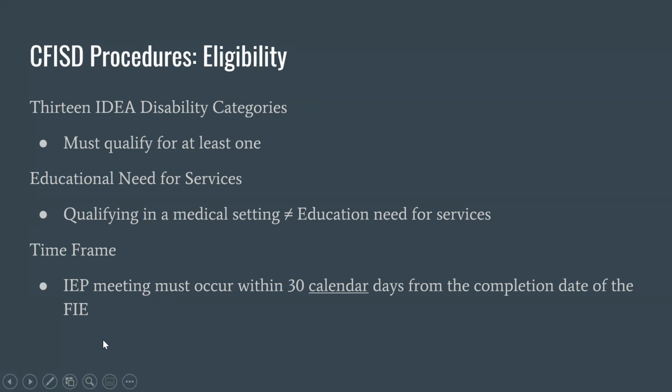Time frame. The ARC committee has 30 calendar days from the completion of the report or the FIE to make decisions regarding initial eligibility and, if appropriate, IEP and placement. If the 30th day occurs after the last instructional day, the campus has until the first day of fall classes to finalize decisions.